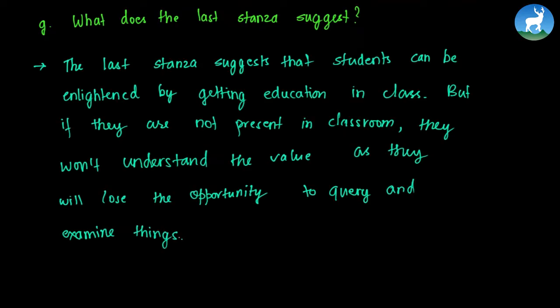The last stanza suggests that students can be enlightened by getting education in class, but if they are not present in classroom, they won't understand the value as they will lose the opportunity to query and examine things. Next, we will fill in the blanks with appropriate words and then eventually summarize the poem.